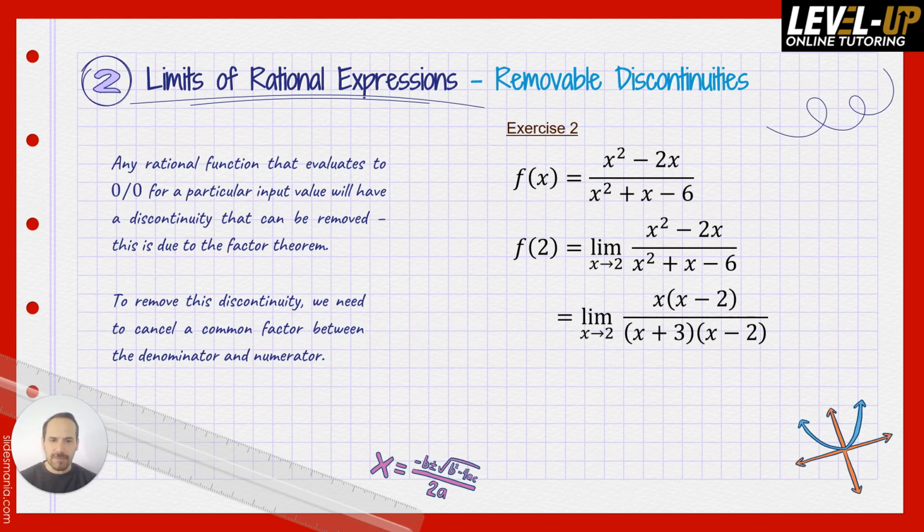And you see we end up getting this. And notice again, we get a common factor of x minus 2, and we can cancel that out and we get x over x plus 3. Now notice this expression still has a discontinuity at x equals minus 3, but we're not looking at that one. We're looking at when x equals 2.